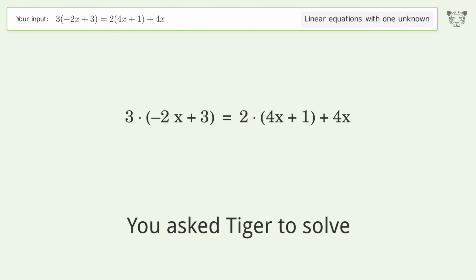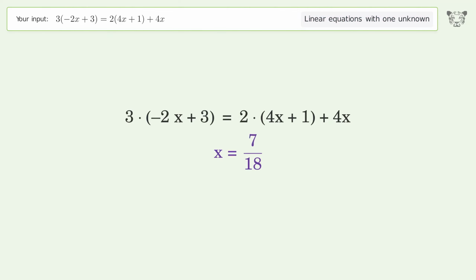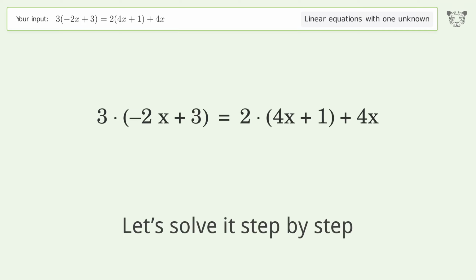You ask Tiger to solve. This deals with linear equations with one unknown. The final result is x equals 7/18. Let's solve it step by step.